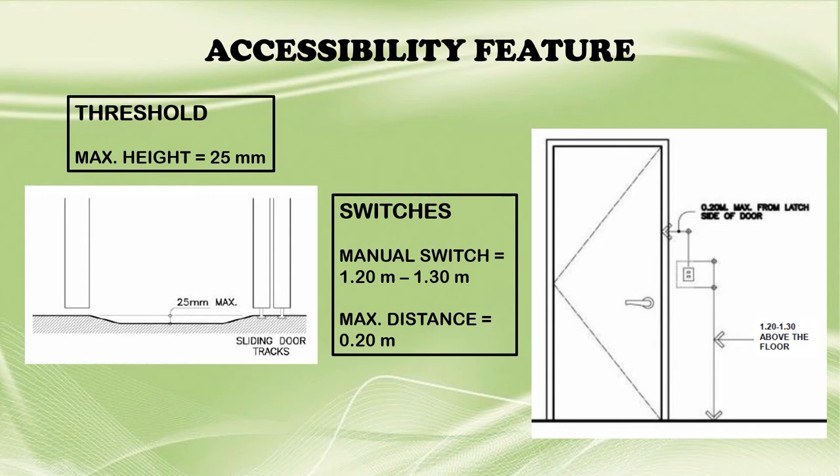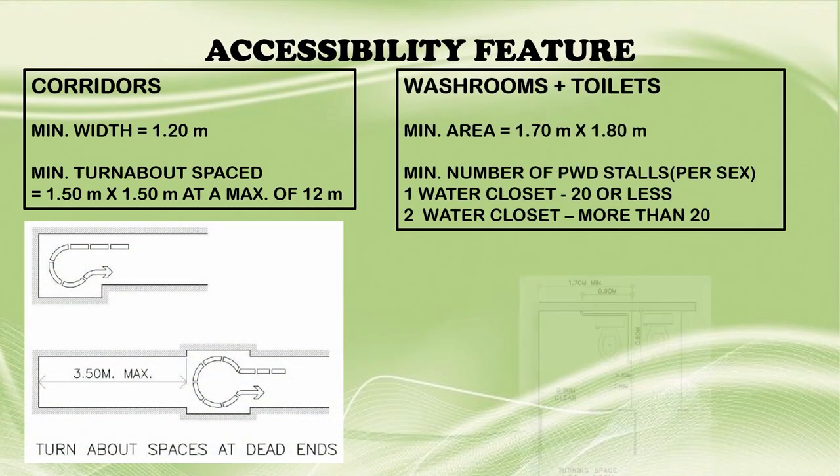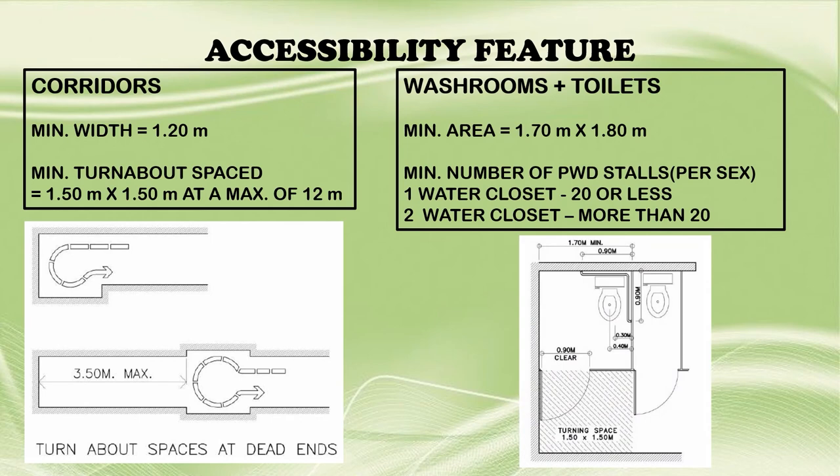Switches. Manual switches shall be positioned within 1.2 meters to 1.3 meters above the floor. Manual switches should be located no further than 0.20 from the latch side of the door. Corridors. Minimum width of corridors, 1.20 meters. Provide turnabout spaces with a minimum area of 1.5 meters by 1.5 meters, space at a maximum of 12 meters. Turnabout spaces should also be provided at a dead end or within 3.5 meters of every dead end.